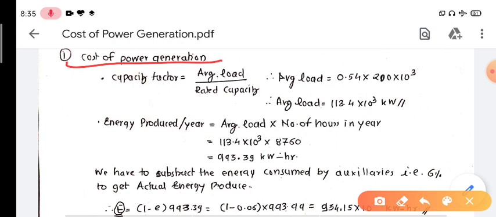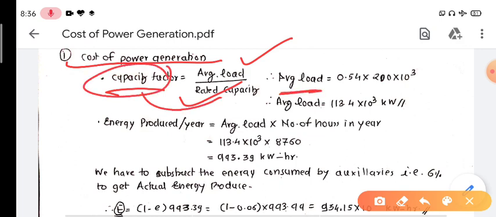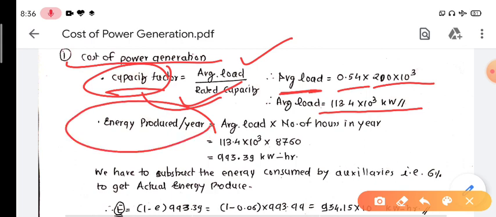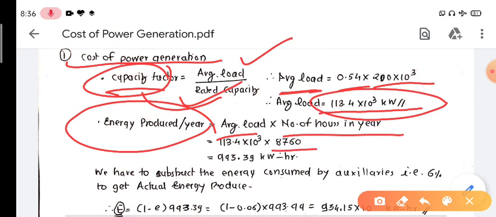We are given the capacity factor. It is average load divided by rated capacity. So average load equals capacity factor multiplied by rated capacity. Capacity factor is 0.54, rated capacity is 210 into 10 raised to 3 kilowatt. So average load will be 113.4 into 10 raised to 3 kilowatt. Energy produced per year will be average load multiplied by the number of hours in a year: 113.4 into 10 raised to 3 kilowatt multiplied by 8760 hours. So energy produced per year will be 993.39 into 10 raised to 6 kilowatt hour.